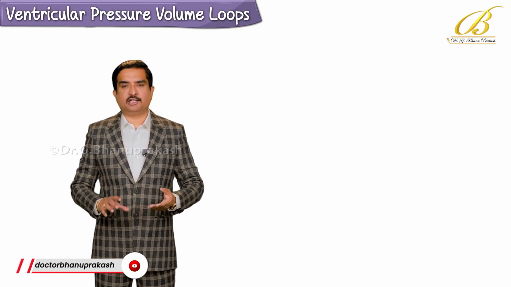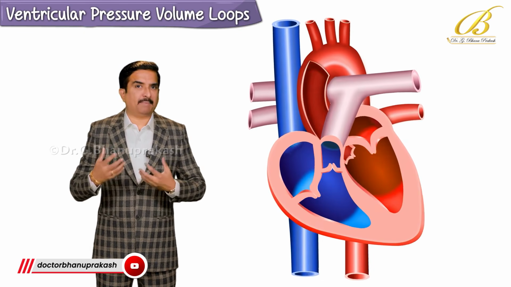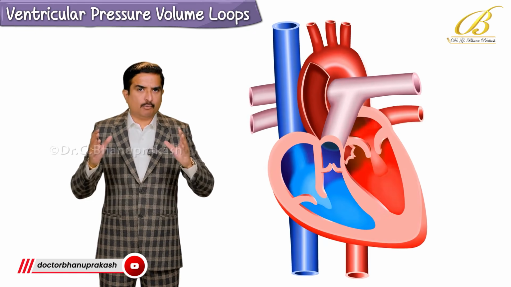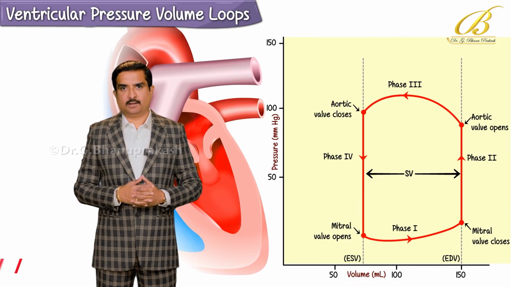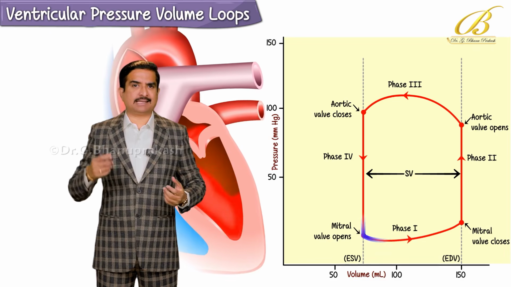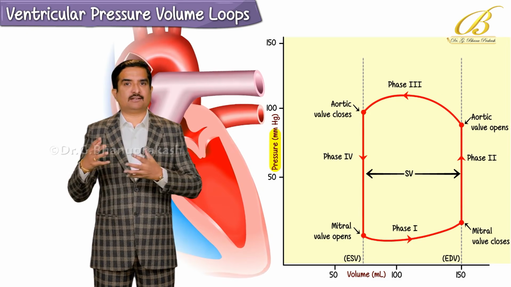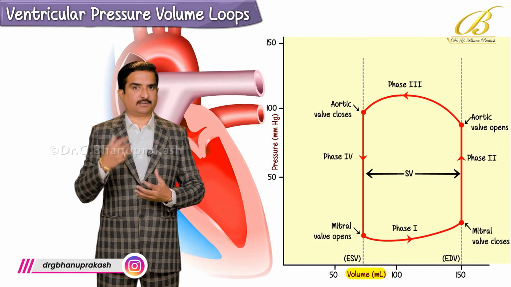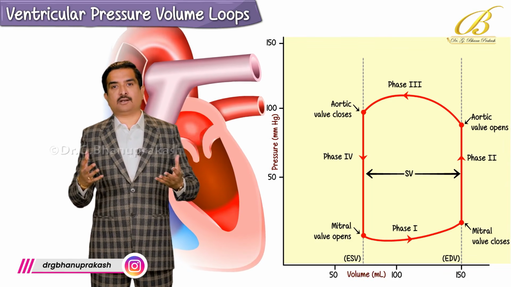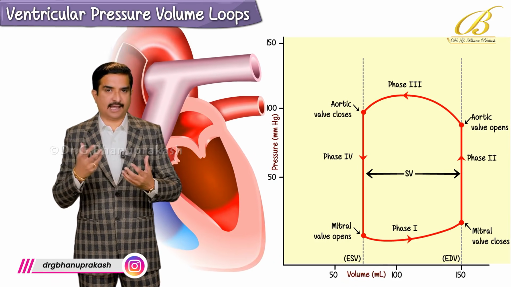Hello everyone, and in this particular topic we are going to discuss ventricular pressure volume loops. When we want to understand the pumping mechanics of the heart, one of the most informative tools we use is the ventricular pressure volume loop. This diagram captures a single closed curve, the relationship between the pressure inside the ventricle and its volume of blood during one complete cardiac cycle. It's like a signature of how the ventricle fills, contracts, ejects, and relaxes.